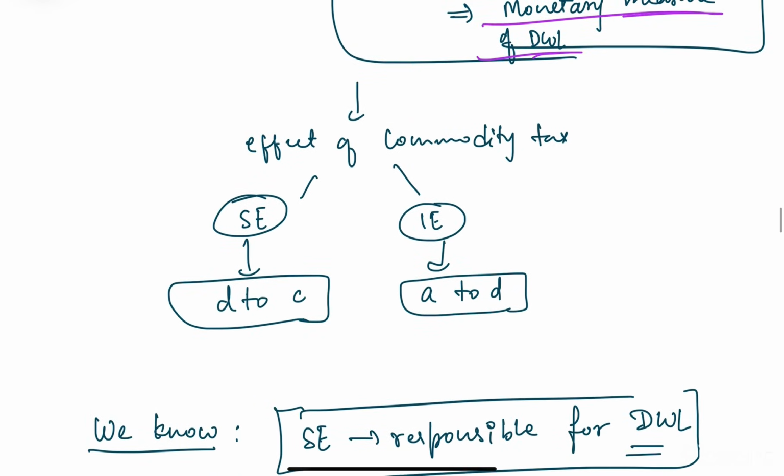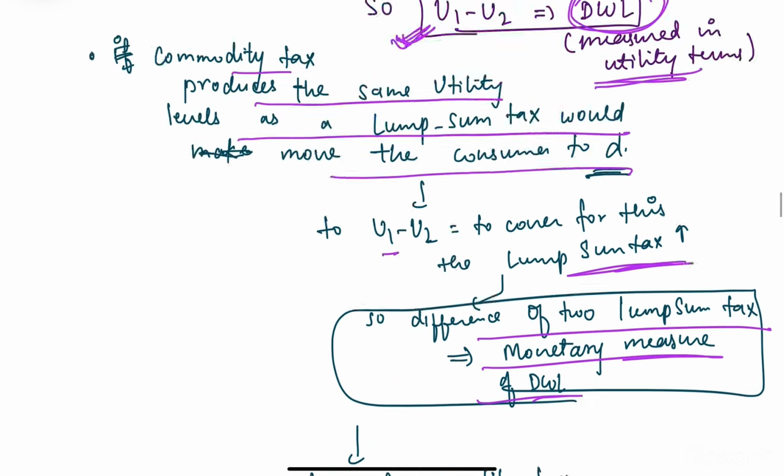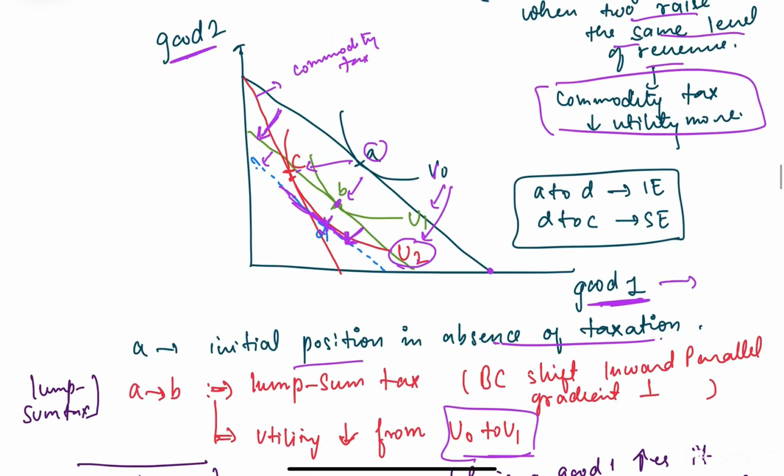That's it. So effect क्या हुआ commodity tax का? Substitution effect होगा हमारा D to C, and income effect हुआ A to D. जो हमारा A to D हुआ, it is due to income effect, income में change होने की वजह से, because of the lump sum tax की वजह से हुआ है. And this shift from D to C here.